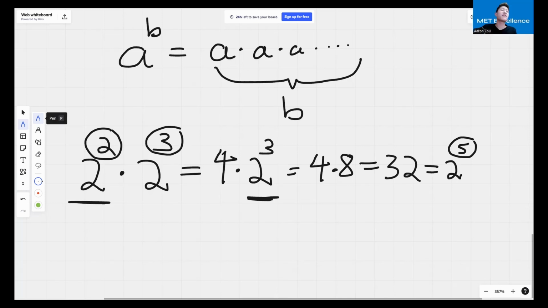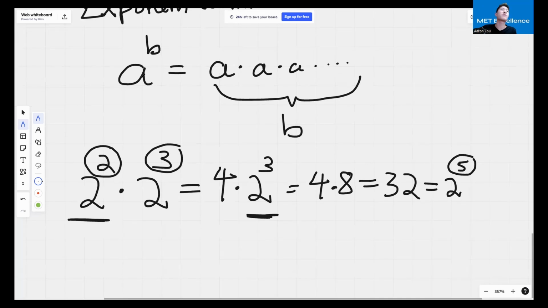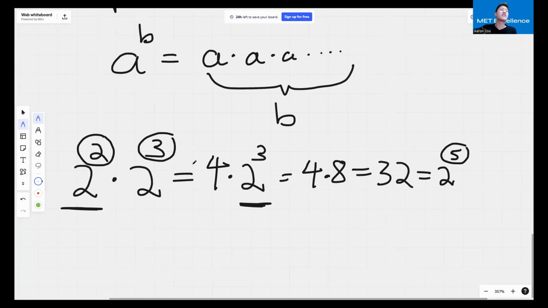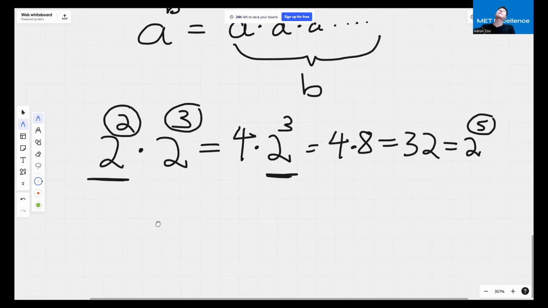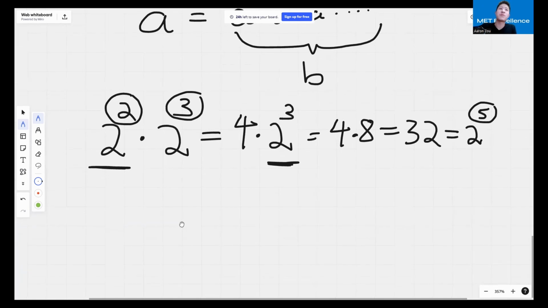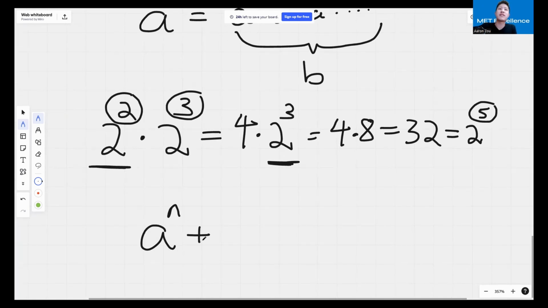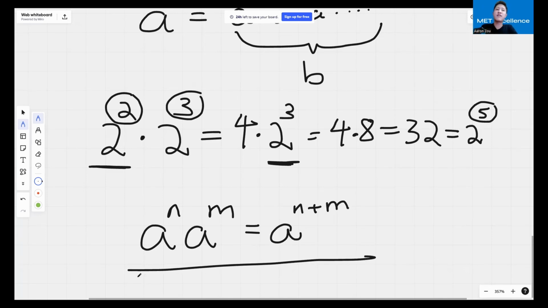Yeah, when you multiply two exponents together that have the same base, and our base here is 2, the base is just the number on the bottom, to get the answer, you can just add their exponents, right? 2 plus 3 is 5. So this is our first rule: a to the n times a to the m equals a to the n plus m, right? This is the very first rule of exponents, and it's a very nice rule.